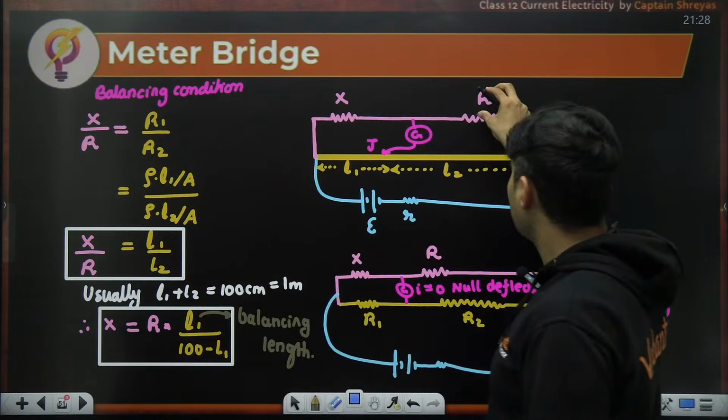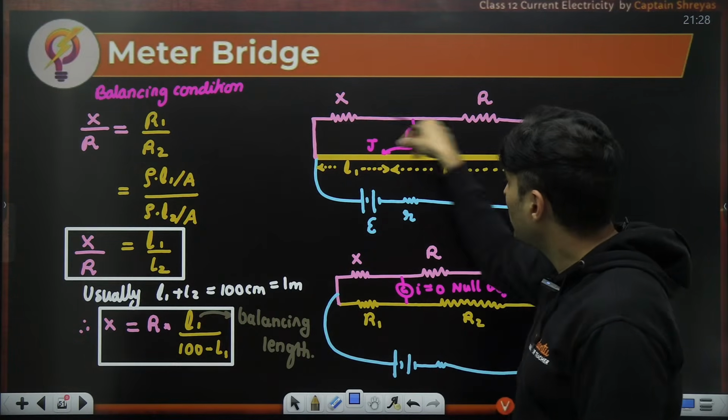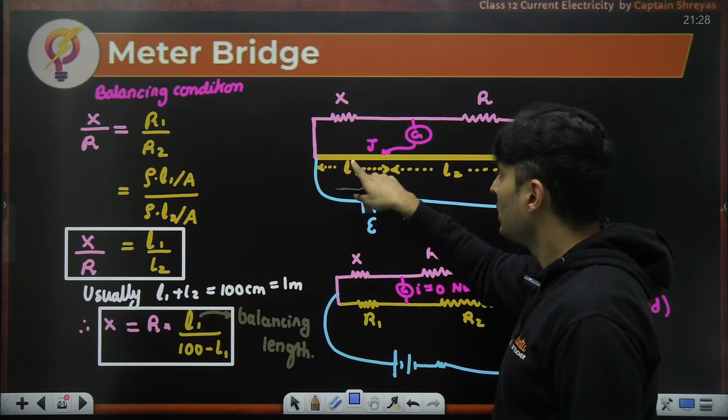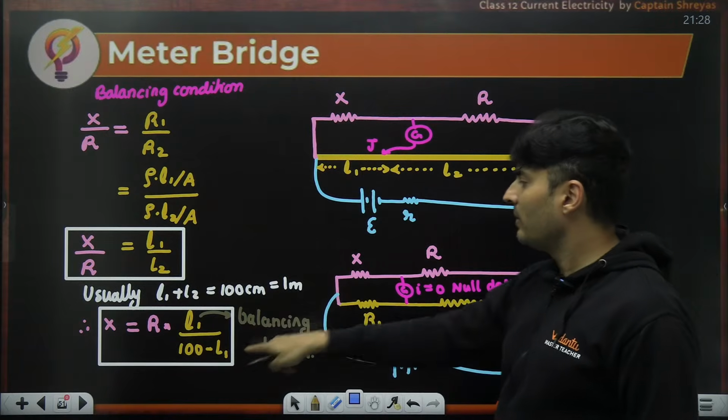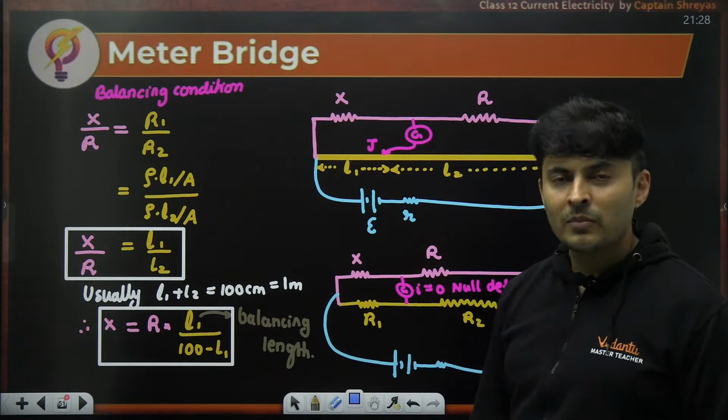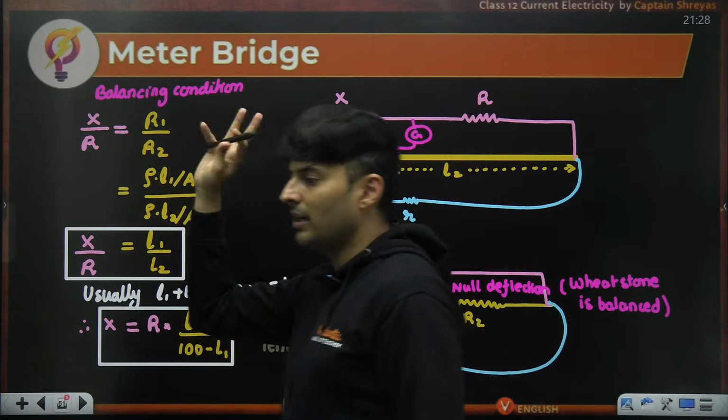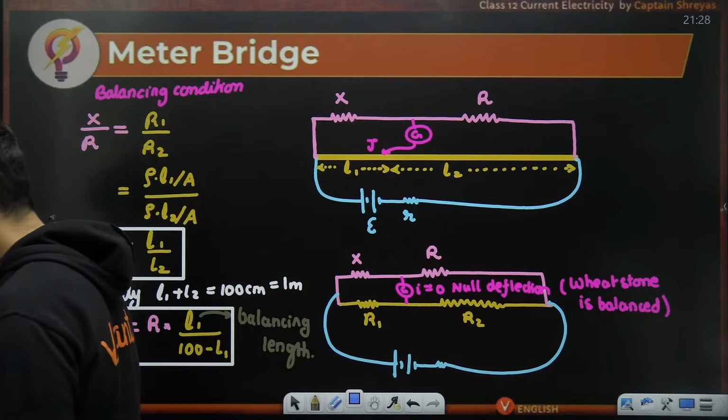I will know this standard resistance. I will be told the jockey is connected at 20 centimeters. So L1 is 20. So naturally L2 will be 100 minus 20, which is 80. So from that, I can immediately find the unknown resistance.